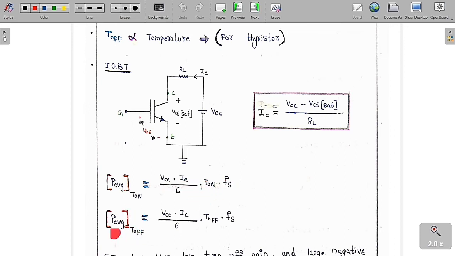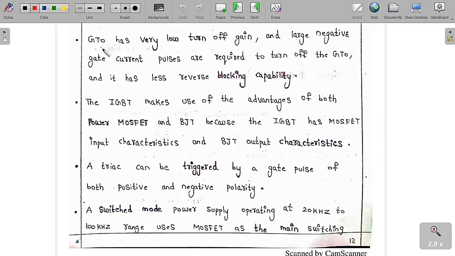So if you want to find the average amount of power loss during the turn off, it is VCC into IC into T off into FS by 6. This is the way that you need to remember. The average amount of power loss during the turn on is VCC into IC into T on into FS by 6. The average amount of power loss during the turn off is VCC into IC into T off into FS by 6.